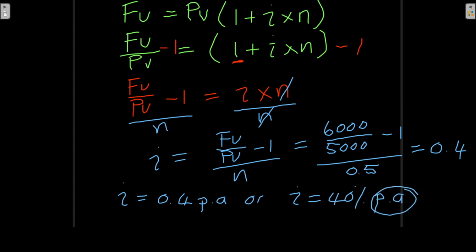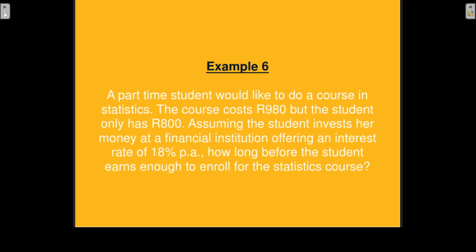So this per annum is very important. Okay, and then lastly, example 6. A part-time student would like to do a course in statistics. The course costs 980 rands, but the student only has 800 rands. Assuming the student invests her money at a financial institution offering an interest rate of 18% per annum, how long before the student earns enough to enroll for the statistics course?